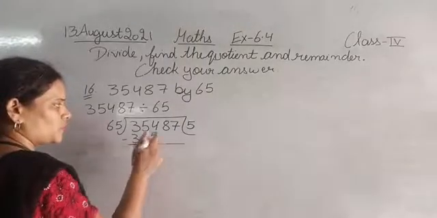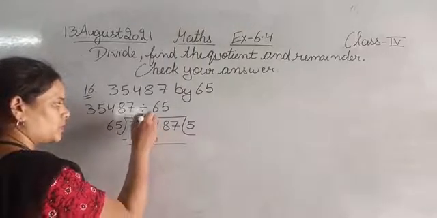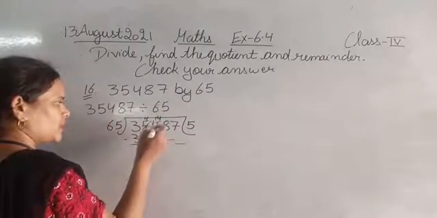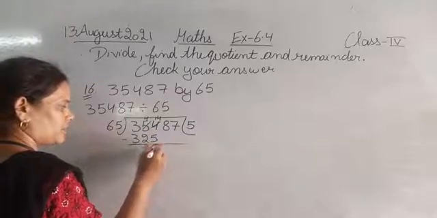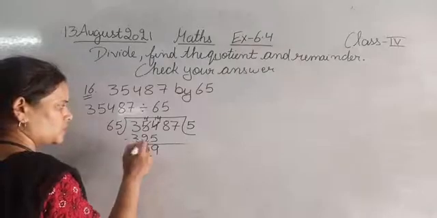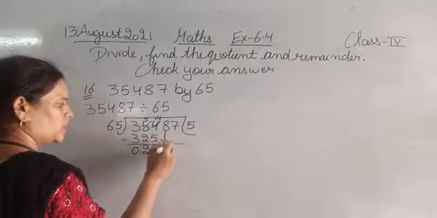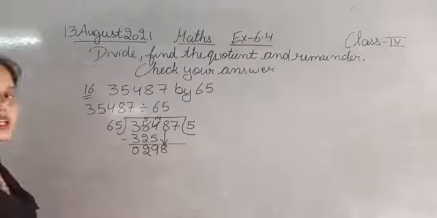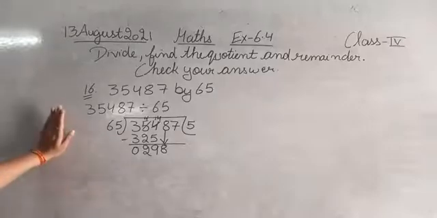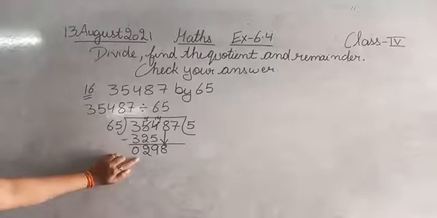4 minus 5 not possible. 4 will borrow from here. This will become 4. This will become 14. 14 minus 5, 9. 4 minus 2, 2. 0. Bring down 8. This is 298. So now we have to divide 298 by 65, and we have to read the table of 65 where you get 298 or less than 298.